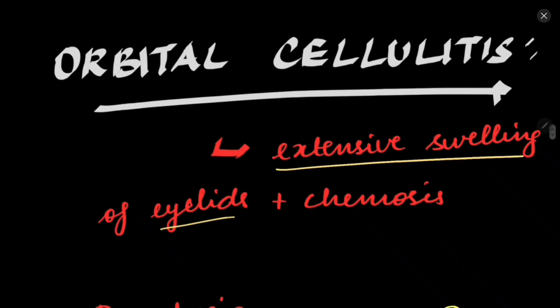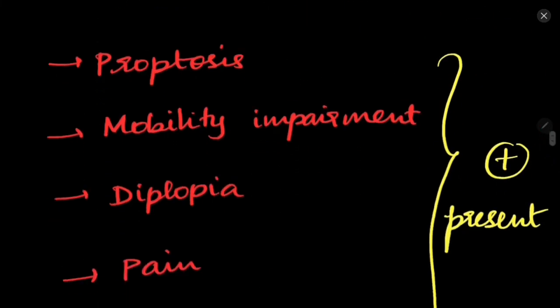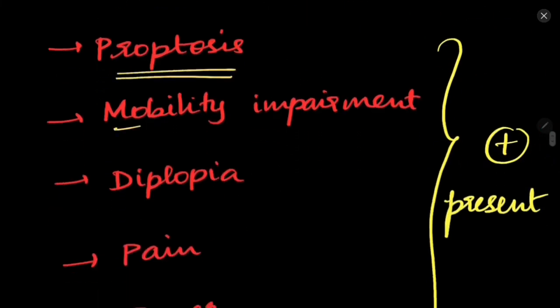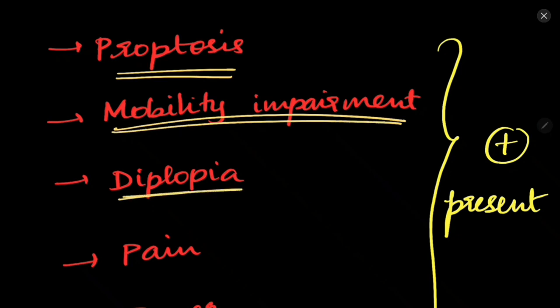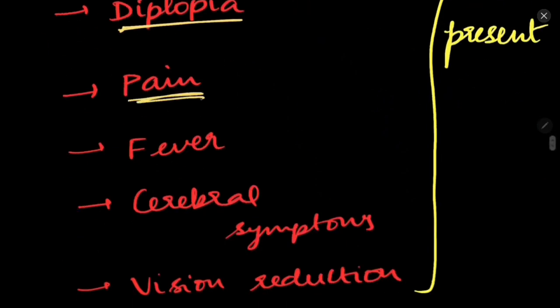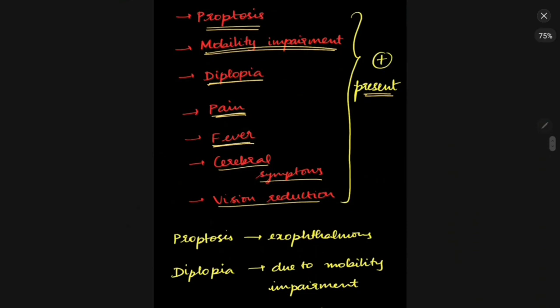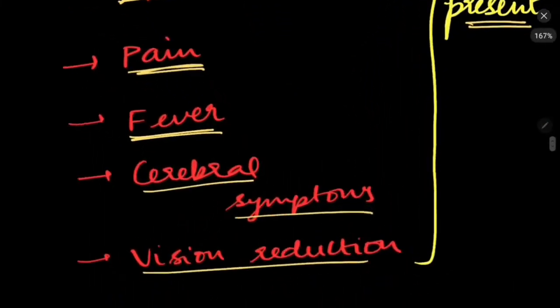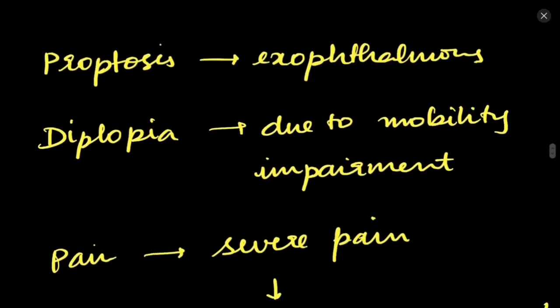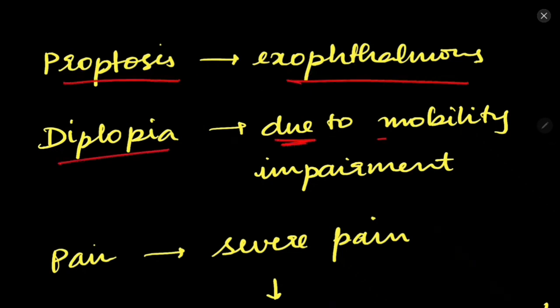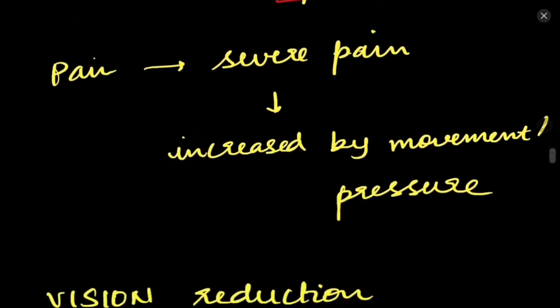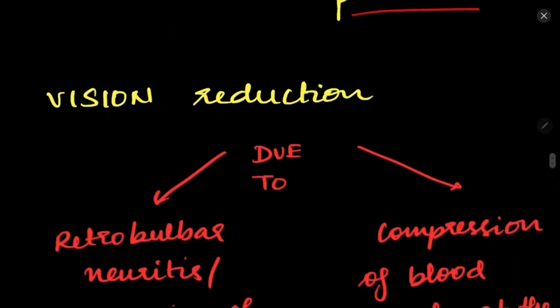Coming to orbital cellulitis, it causes swelling of the eyelids and also chemosis. And here, proptosis, mobility impairment, diplopia, pain, fever, cerebral symptoms and also vision reduction are seen, which are not seen in preseptal cellulitis. Explaining each in detail: proptosis is exophthalmos, diplopia is due to mobility impairment, and the pain is severe and increases on movement or pressure.